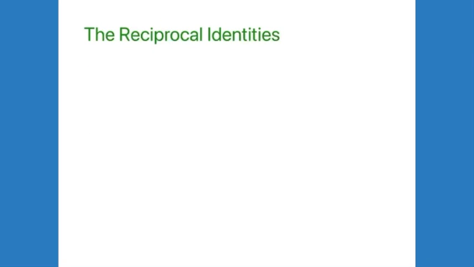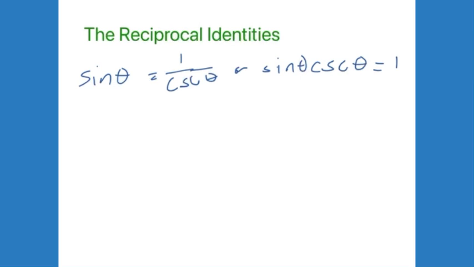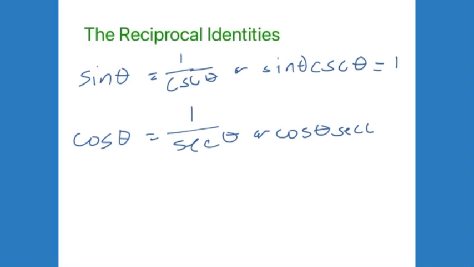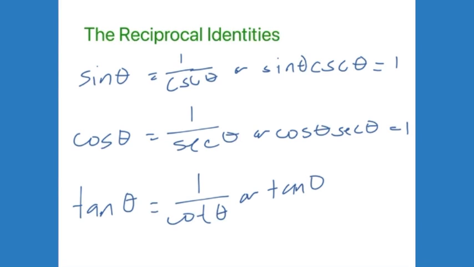In the reciprocal identities, we have sine theta is equal to 1 over cosecant theta, or sine theta cosecant theta is equal to 1, and cosine theta is equal to 1 over secant theta, or cosine theta secant theta is equal to 1, and last we have tangent theta is equal to 1 over cotangent theta, or tangent theta cotangent theta is equal to 1.